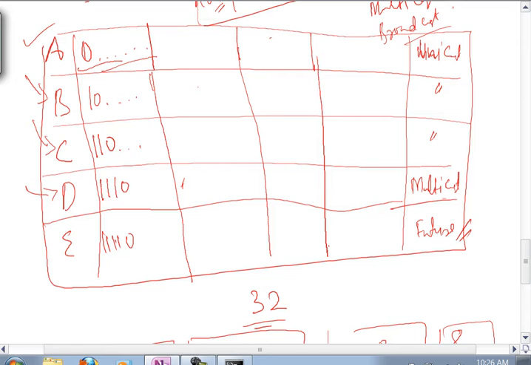You have 8 bits, these are octets. You have 8 bits each. Are you getting me? So this is identification of class A. If you want to identify whether this is a class A or class B address, you will see the beginning bits. If the beginning bit is 0, it means class A.